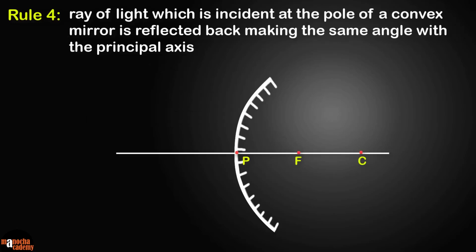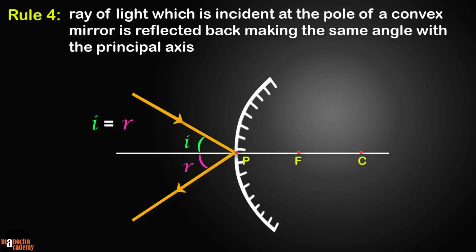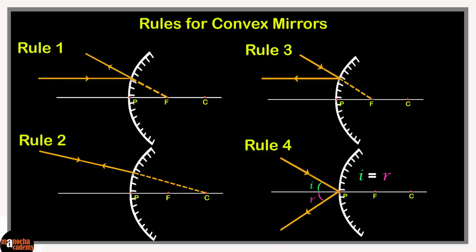Rule 4. A ray of light which is incident at the pole of a convex mirror is reflected back, making the same angle with the principal axis. Here the angle of incidence is equal to the angle of reflection. Let's place the 4 rules that we have learned for convex mirrors on our concept board. Similar to concave mirrors, avoid using the 4th rule unless really necessary, because measuring angles accurately with your protractor is hard and it can lead to inaccuracies in your diagram.